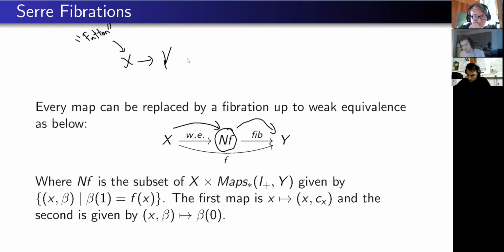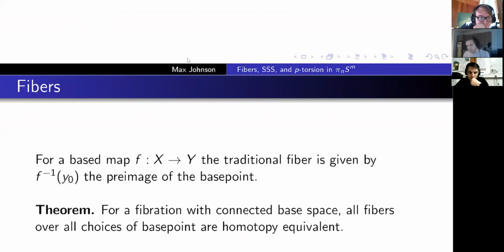The details of NF are down here. If you don't know what any of these spaces mean, it's not a big deal. Just know that intuitively NF sort of fattens X so that the map can be surjective. And this composite is on the nose. So taking the weak equivalence and then the fibration is exactly the same as taking F. And so we're going to be replacing maps with fibrations a lot. For the most part, it doesn't make a huge difference whether or not you think about a map or its replacement, with one small detail, which is going to come up.